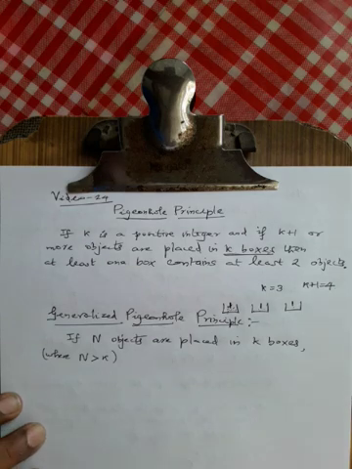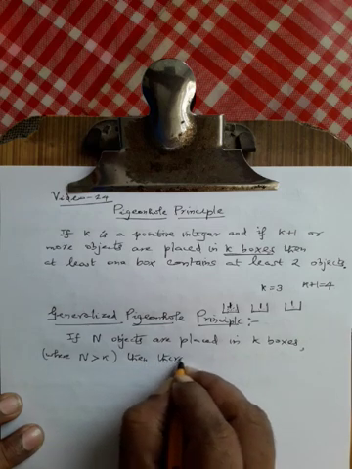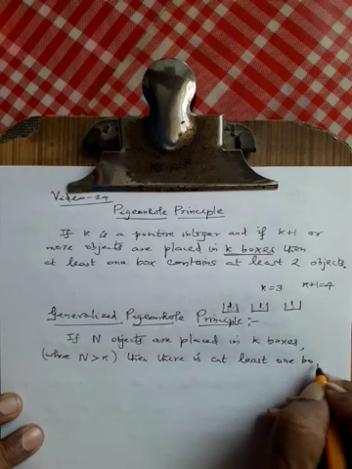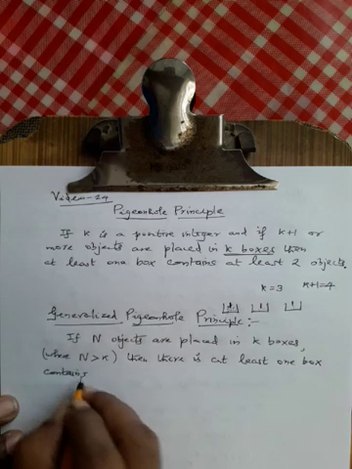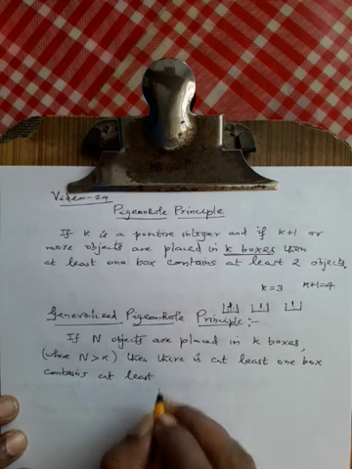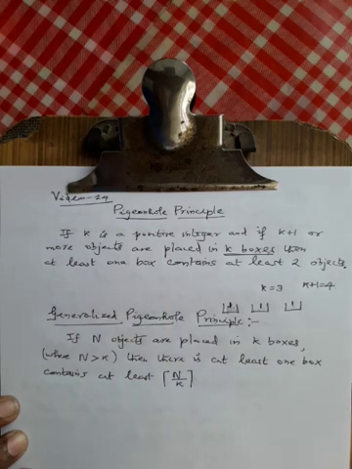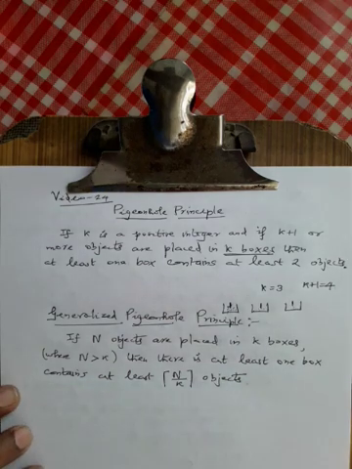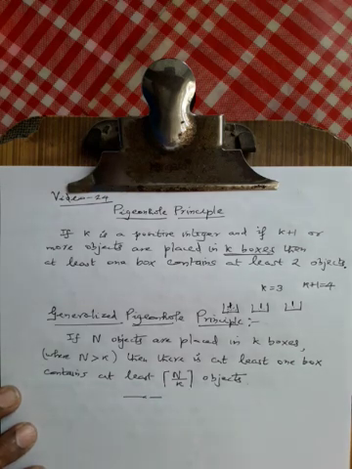If n objects are placed in k boxes, then there is at least one box that contains at least the ceiling function of n by k objects. So n objects are placed in k boxes. This is the generalized pigeonhole principle.